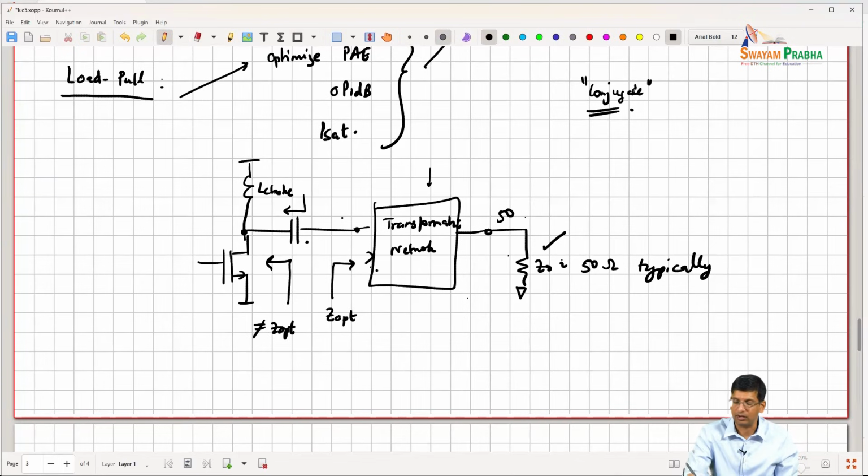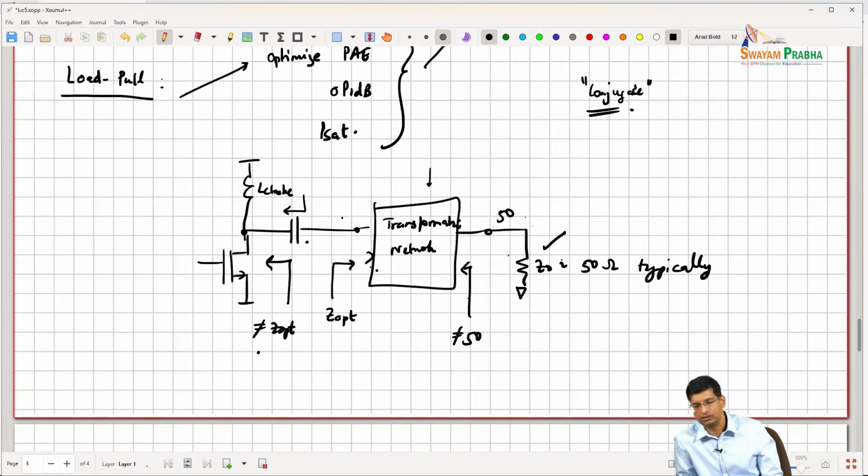So if this is not equal to Zopt, just by the reciprocity of the network, this over here will not be equal to 50. Since this is not equal to 50, it will not be matched to 50. If 50 transforms to Zopt, something that is not Zopt is not going to transform to 50. So this basically means that S22 will be poor.